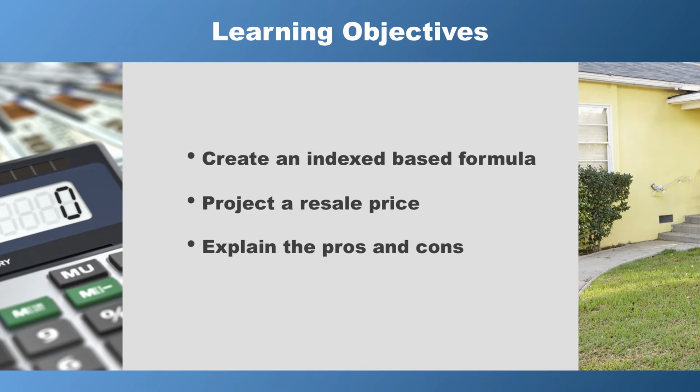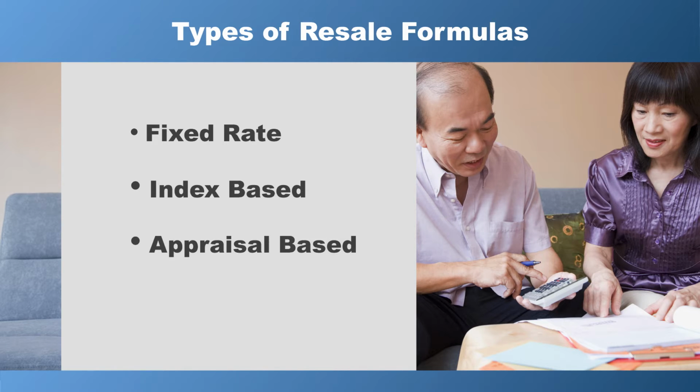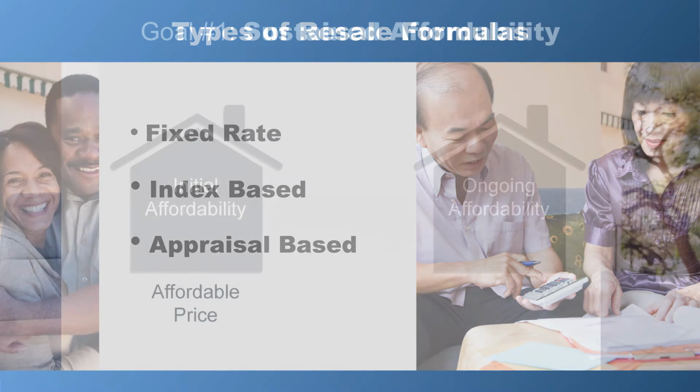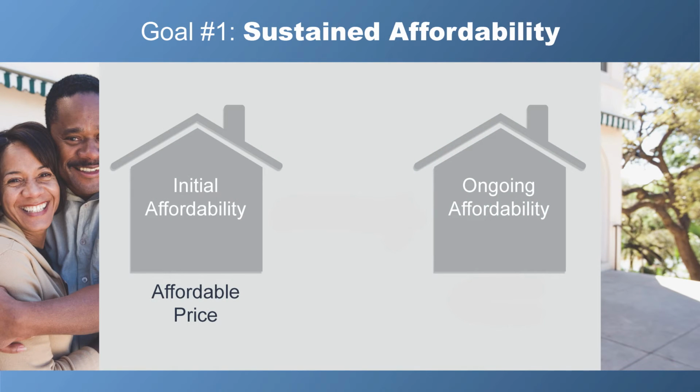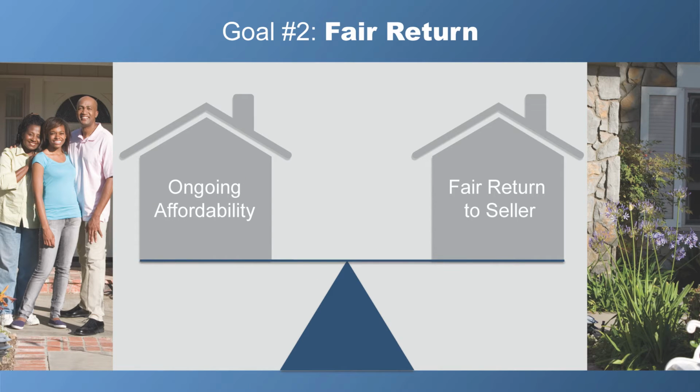A few quick reminders. There are 3 basic types of resale formulas used by resale restricted homeownership programs. Fixed-rate formulas, which I discussed in Module 3, index-based formulas, which we'll discuss now, and appraisal-based formulas, which we'll discuss in Module 5. Our goals for any resale formula are to ensure ongoing affordability to future home buyers and ensure a fair return on investment to sellers.